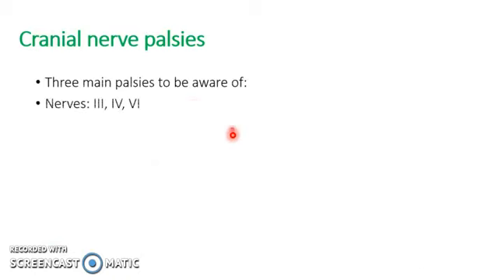So next, we'll be going over some cranial nerve palsies. So there's 3 main palsies to be aware of. Nerves 3, 4, and 6: oculomotor, trochlear, and abducens.